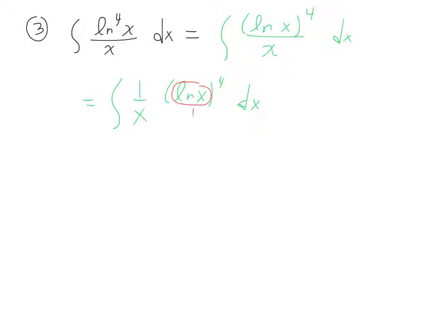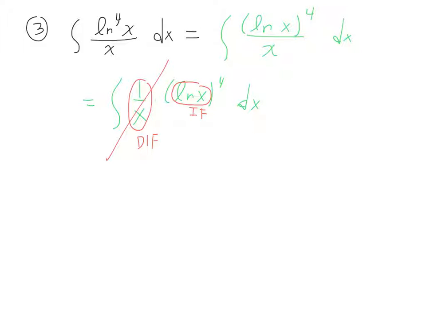So again, most of the time your inner function is going to be the base of a power. So we see that power of 4. So the inner function is the natural log of x. And notice how its derivative shows up next to it. All right, the derivative of the natural log of x is 1 over x.